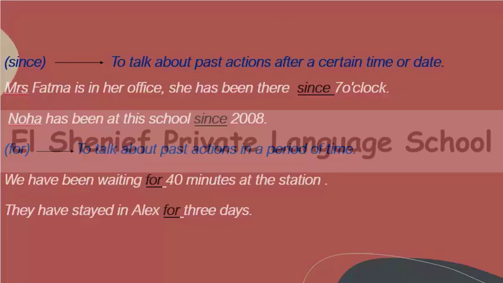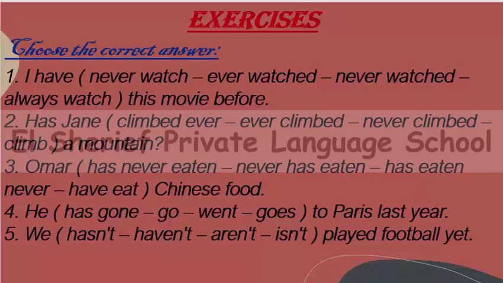Okay, now let's go for the next part. Here, number 1, choose the correct answer. Number 1, I have never watched, ever watched, never watched, always watched this movie before. Okay, word by word. Here, I have, this is the present perfect. So we have the helping verb have. I have to choose the past participle.